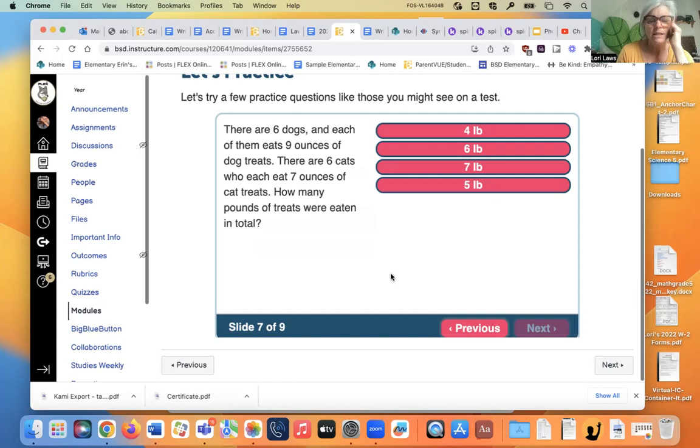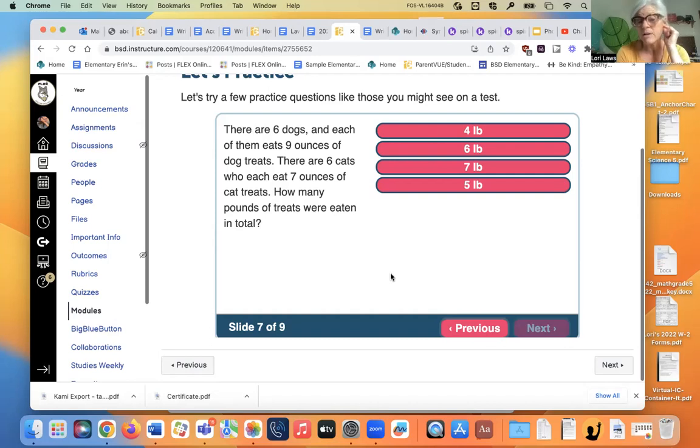There are 6 dogs. Each of them eats 9 ounces of dog treats. There are 6 cats who eat 7 ounces of cat treats. How many pounds of treats were eaten in total? 6 times 9 is 54 ounces. 6 times 7 is 56 ounces. 54 plus 56 is 110 ounces. Then you have to divide it.